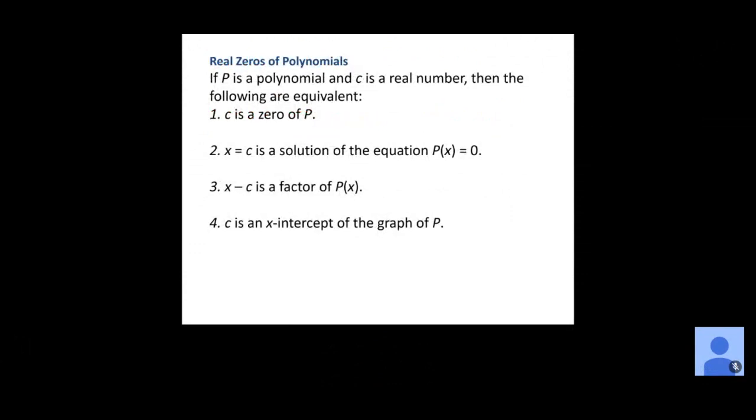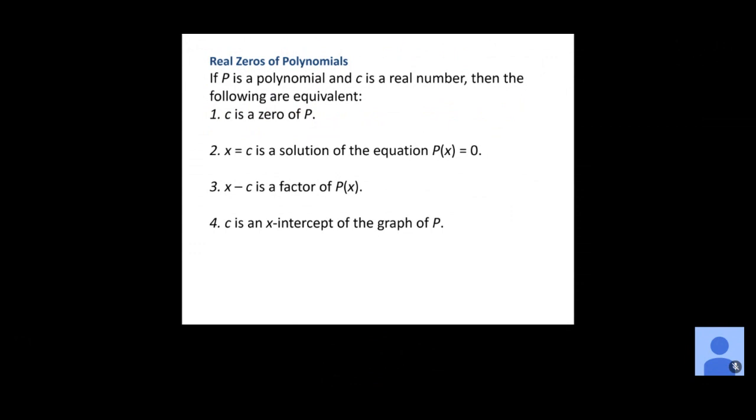All right, real zeros of polynomials. If P is a polynomial and C is a real number, the following statements are all equivalent. This is going to be useful because that means if we know that one of these things is true, we know the other three also have to be true.